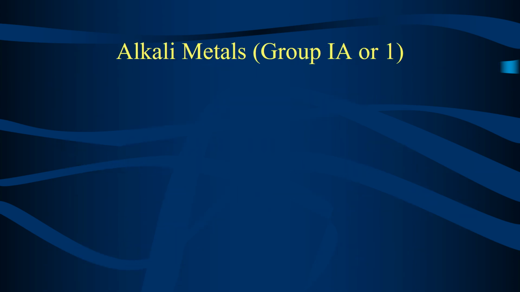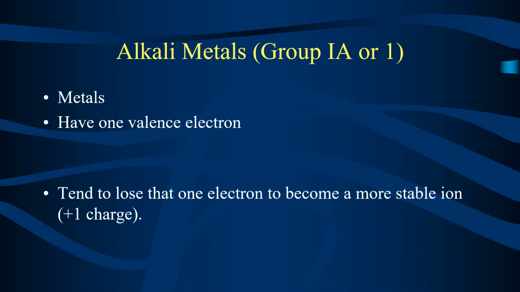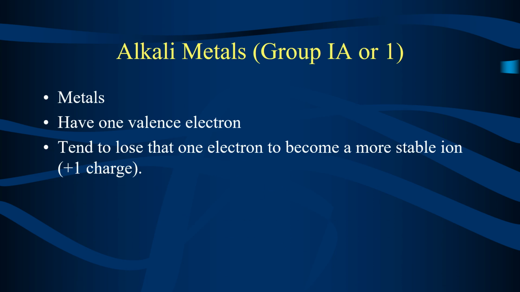All right. So I'm going to get as far as I can with this. So group 1A, or group 1, they are called the alkali metals. I think I gave you all that name the other day. Group 1A is the alkali metals. They are metals. They have 1 valence electron, and they tend to lose that electron to become a positive ion, or a cation.